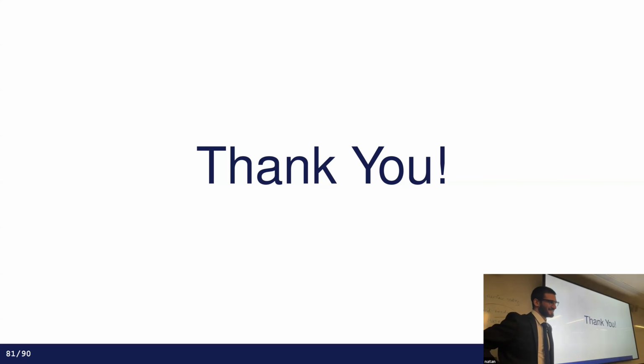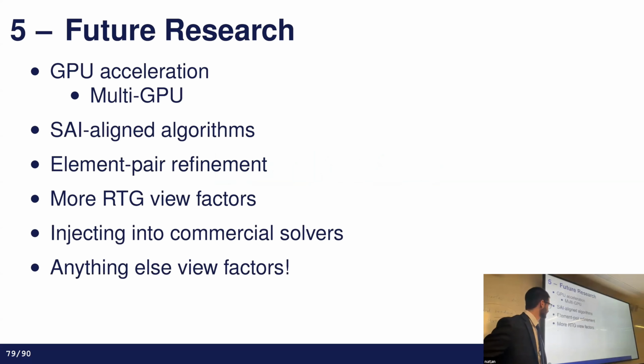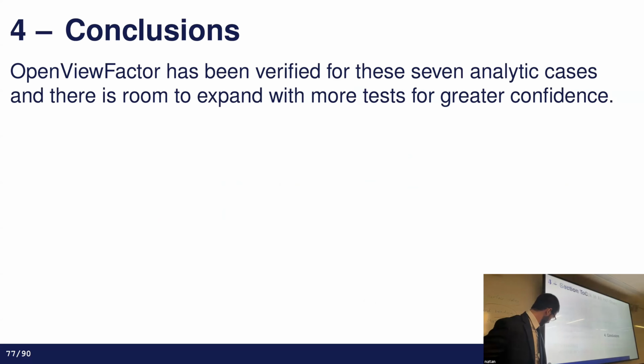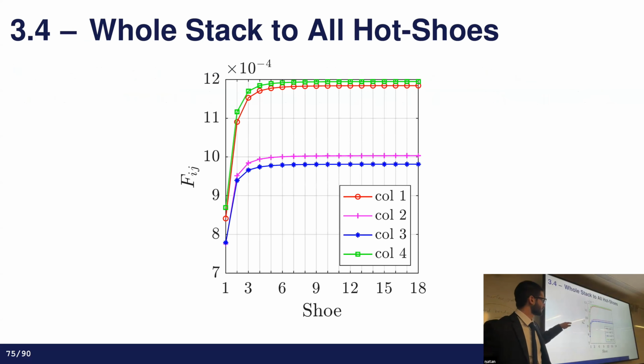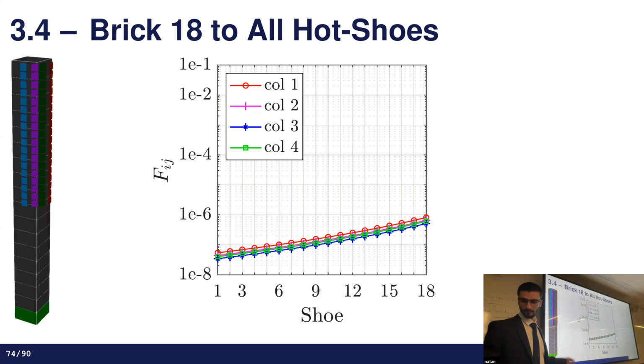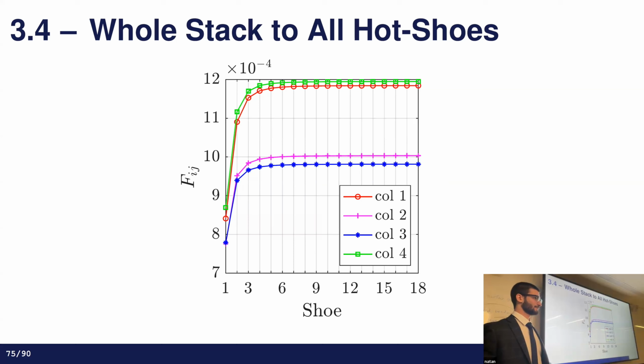Yeah, so I've got a question. Might be a little bit basic, but this is in reference to slide 75. Why did you say that shoes 2 and 3 were getting less view factor? I would have thought, looking at your diagrams, that there'd be some symmetry involved and they would all be getting roughly the same.